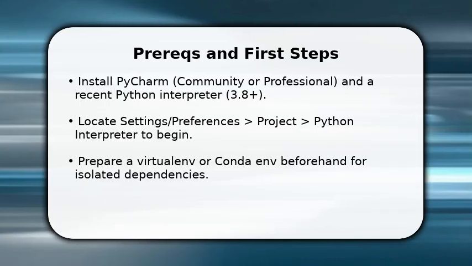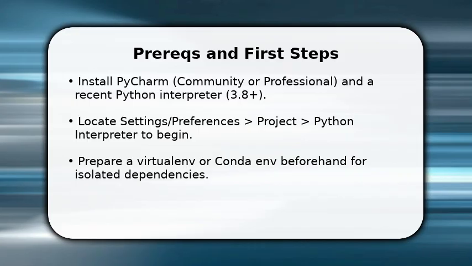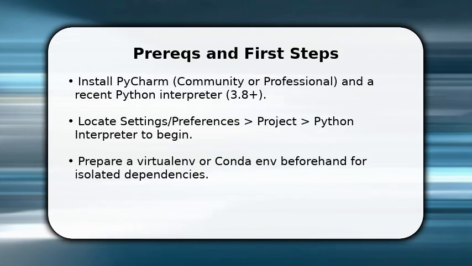You start by verifying prerequisites, PyCharm installed and a Python interpreter available. Open Settings or Preferences, then go straight to Project Python Interpreter. This is where you add interpreters. Choose Add or the gear icon to create or attach an environment.